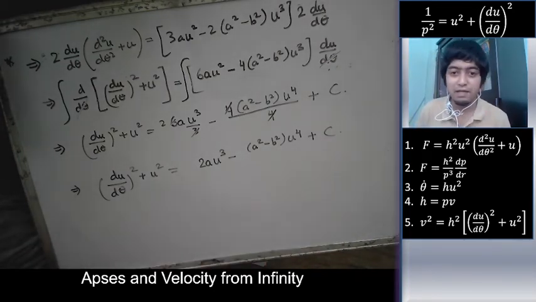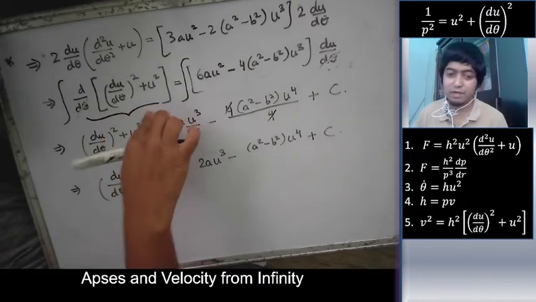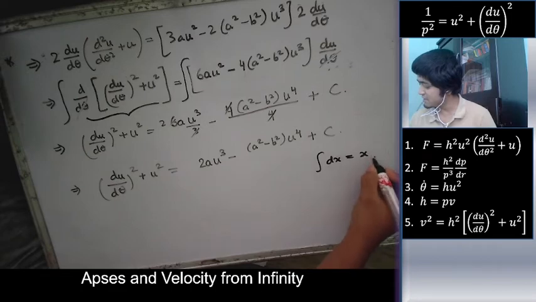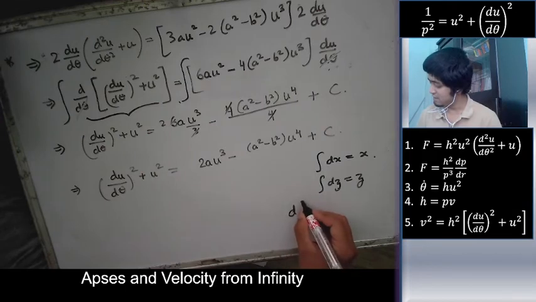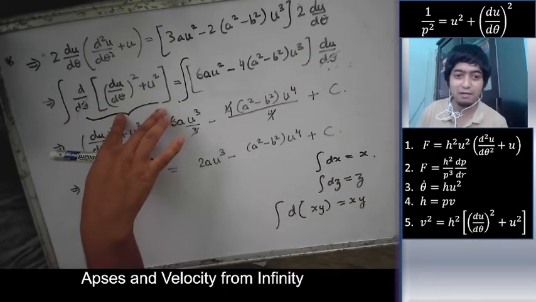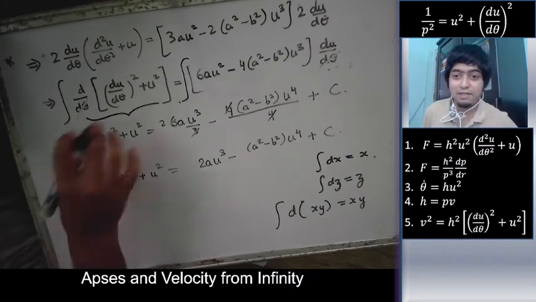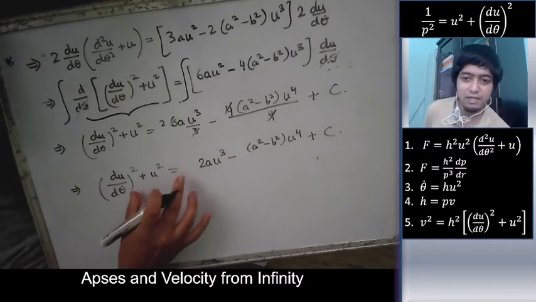So now that we have calculated, and also for those of you who don't know how from here we got to this line, remember that integration dx is x, integration dz is z. So even if you replace z by this, integration d(xy) will be xy. Even if you replace d with something and then integrate, you will just have this one. So from here we can no longer proceed.